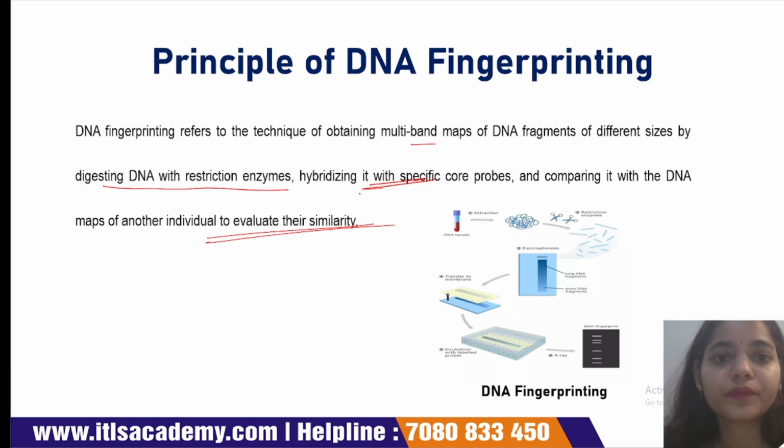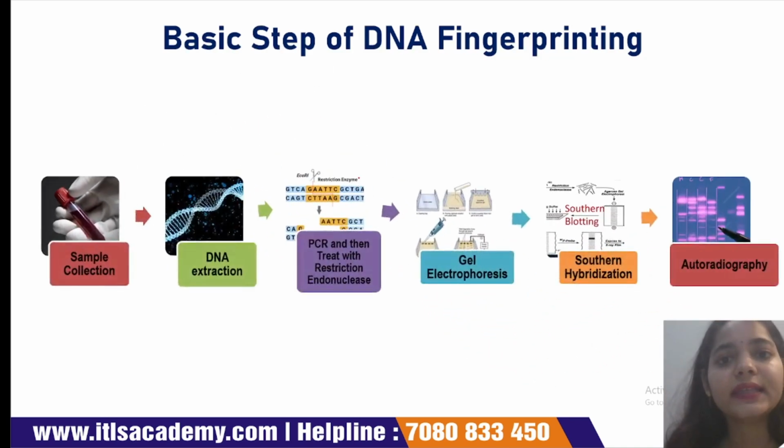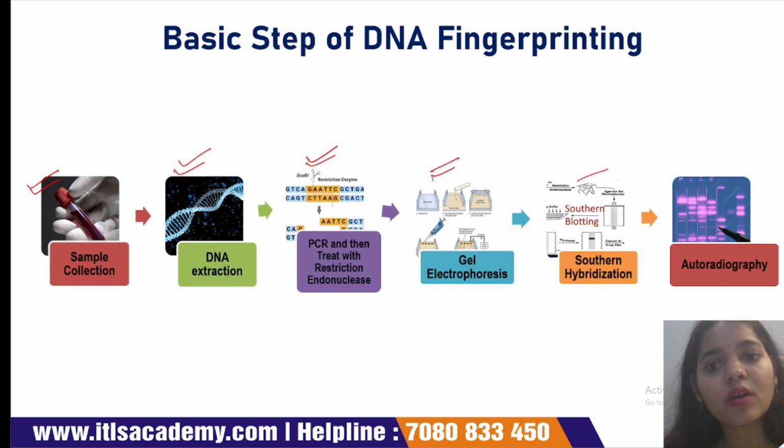These are the basic steps of DNA fingerprinting. First is sample collection, second is DNA extraction, third is PCR and treatment with restriction endonuclease, then gel electrophoresis, then Southern blotting, and finally autoradiography.